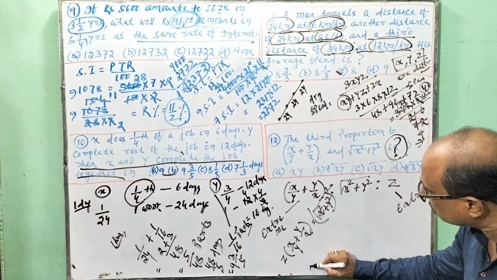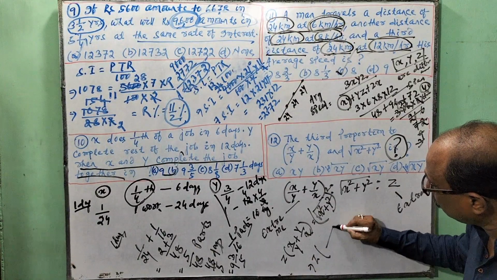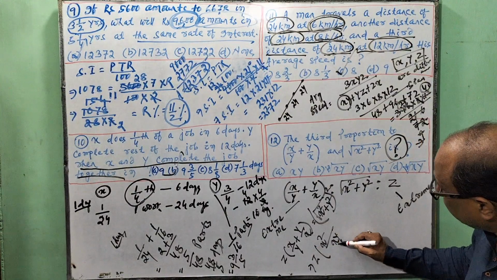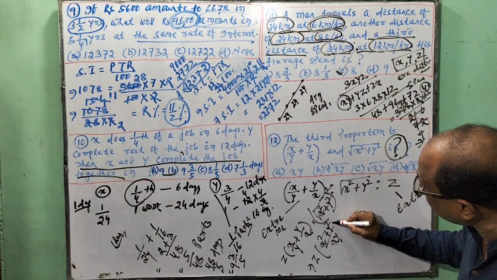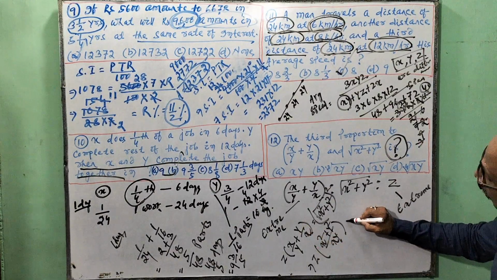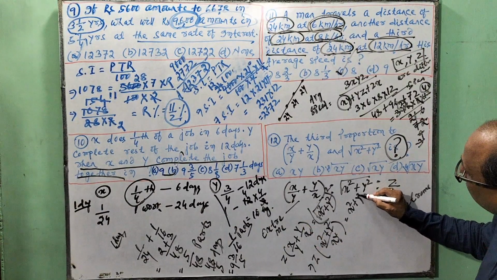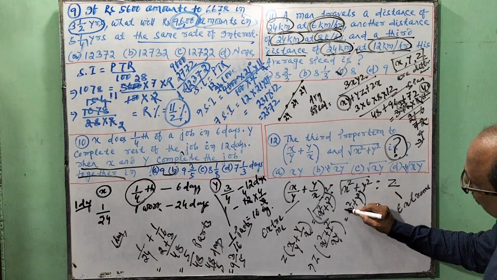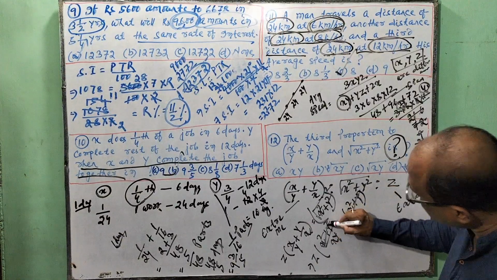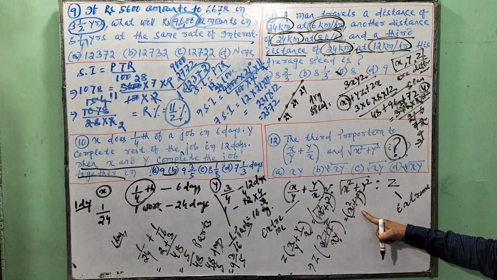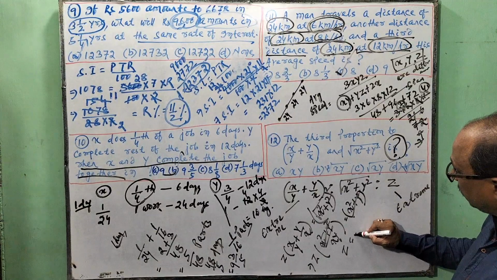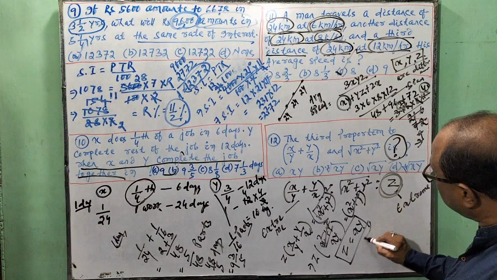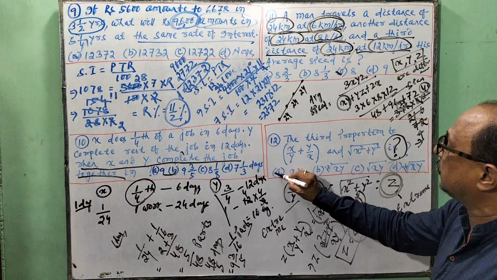So Z into the LCM xy, y cancels, x square, x cancels, this is y square. Z into this is equal to x square plus y square, the root over square reduced. So x square plus y square cancels with x square plus y square. So Z is equal to xy. So the third proportion is xy. Here is the answer.